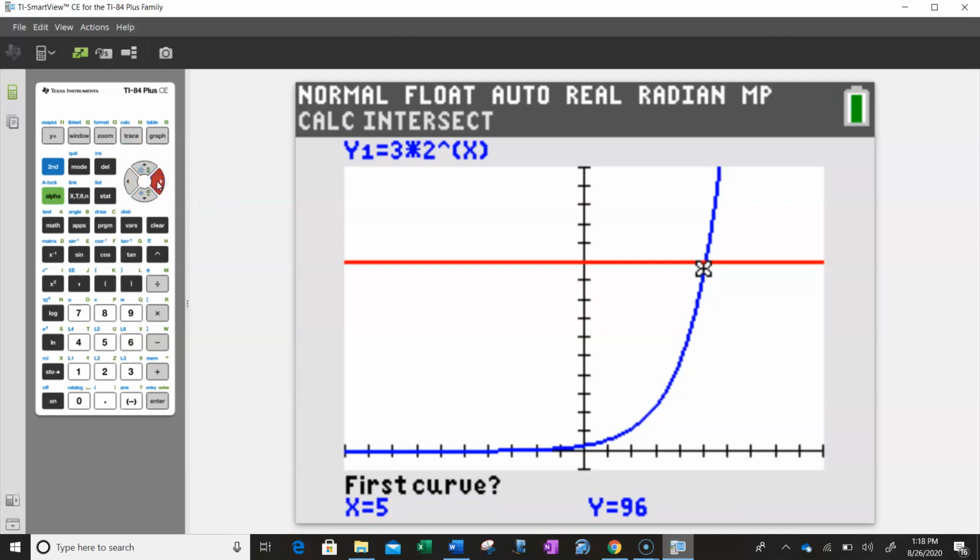In this case, it wouldn't matter because there's only one, but we know sometimes there's more than one. And then you're going to press enter, and it's going to skip to the other curve, enter, and then just don't worry about guess. Just press enter again. And it gives us that the intersection is 5.058.